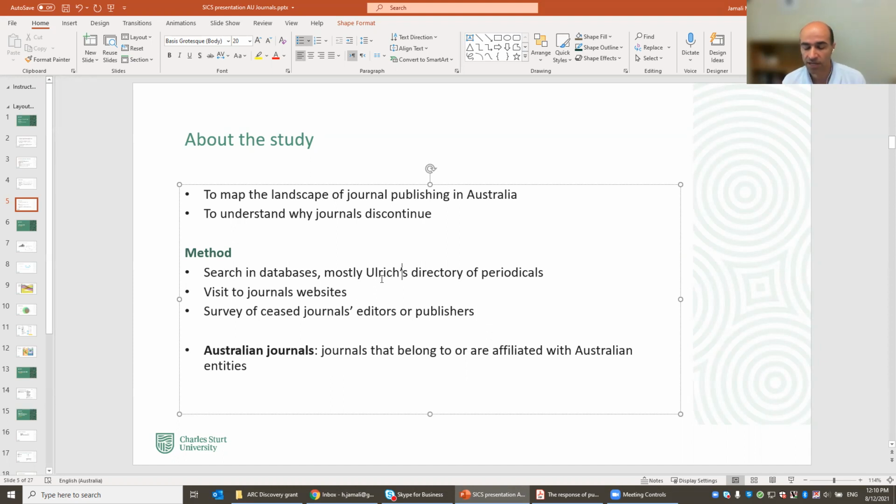Then we went through them and determined whether we could consider them as Australian journal or not. And the definition we used was that not necessarily having the term in the title or having the place of publication as Australia, but whether they belonged to or were affiliated with an Australian entity. And that entity could be a learned society, a professional association, a university, or a local Australian small publisher.